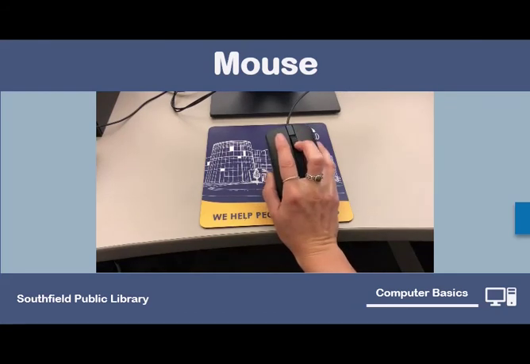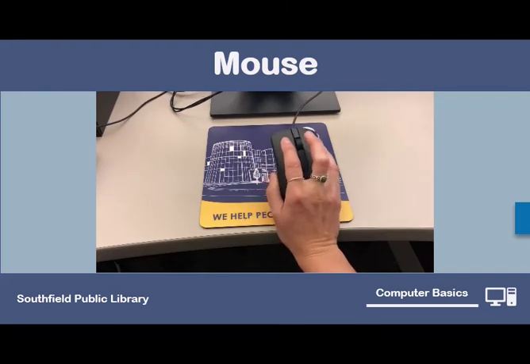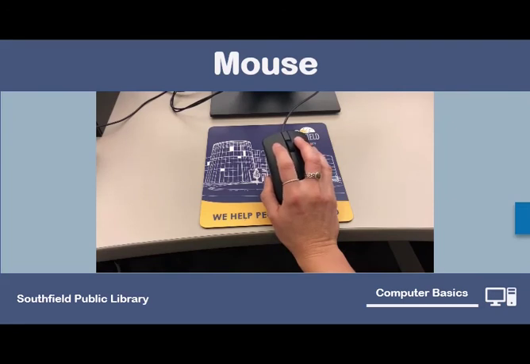The left button, you can use this to single click and open programs, files, links to the internet. You can also double click to open folders and icons on your desktop. When people tell you to click on something, they typically mean a single click of the left button. The right button is how you get to a shortcut to menu options.